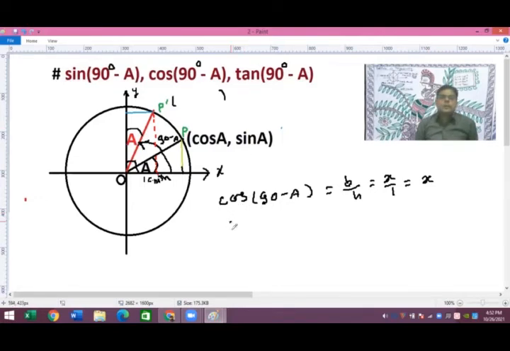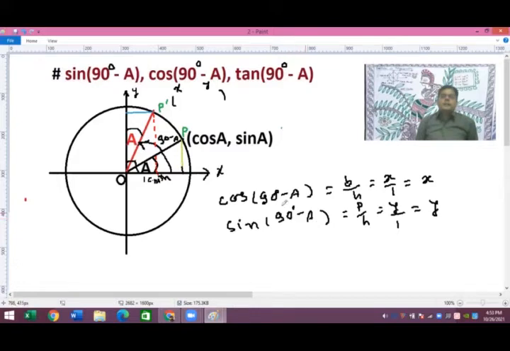Similarly, we talk about sine of 90 degrees minus A, which is p by h, and p in fact is this height, that means the y coordinate. So you can write y coordinate, and h is 1. So the y coordinate we have found is sine 90 minus A. So in place of the x coordinate we have cos 90 minus A, and in place of the y coordinate for the point P dash, this is sine 90 degrees minus A.